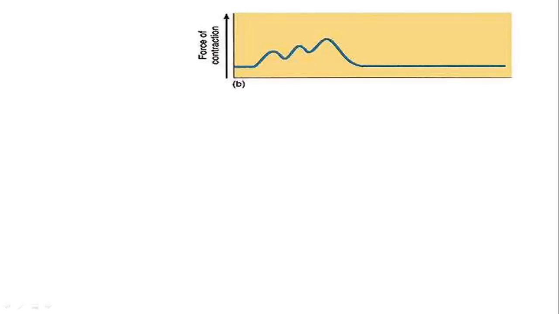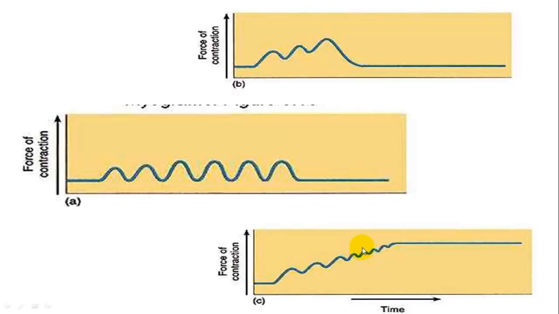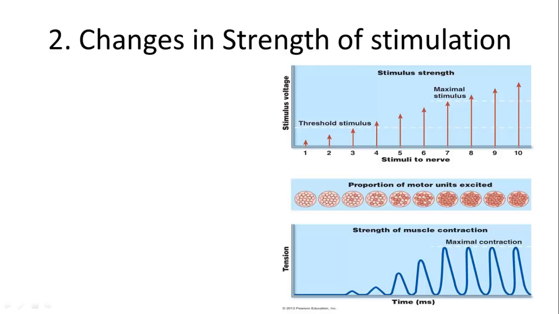All right, so this would be wave summation here, this would be treppe here, and this would be complete tetanus. All right, so what then, looking at the whole muscle, accounts for the changes in the muscle contraction?